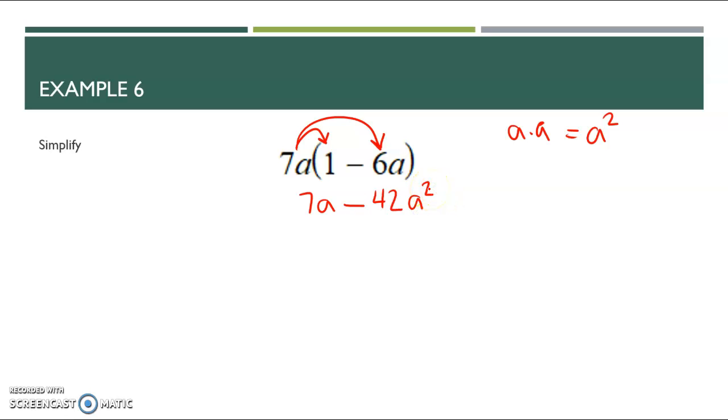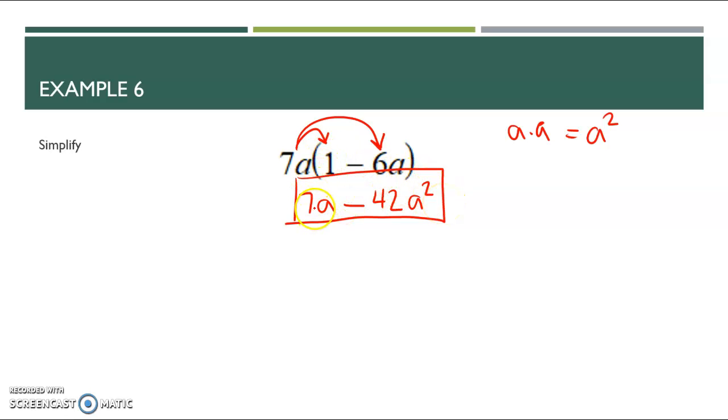Now what you may be tempted to do here is they both have the same variable. And so you may say, okay, so from here I'm going to combine. And I'm going to tell you, don't! You can't combine because this one is an a with no exponent, and this one is an a with an exponent of 2. And so they're not like terms. Just because they have the same variable does not mean that they are like terms. Remember, they have to have the same variable and they have to have the same exponent. And right here, we don't have the same exponent.